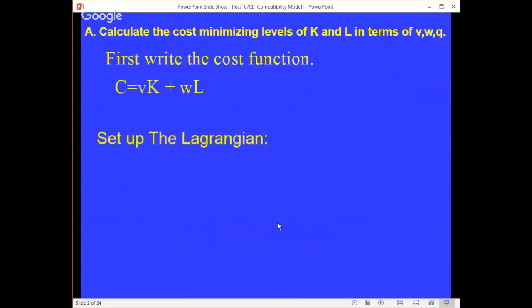So most of you have written the cost function. And the next step is to set up the Lagrangian, which I think most of you have. I'll give you a couple more minutes so everybody can type up.